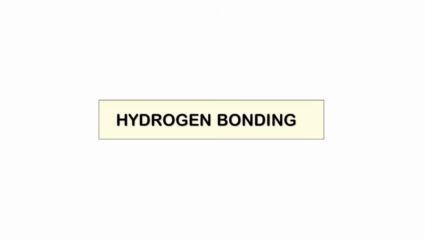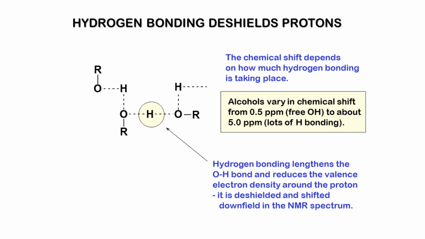Friends, let's take a look at the effect of hydrogen bonding on chemical shift. Hydrogen bonding plays a crucial role in chemical shifts, particularly in the deshielding of protons. Hydrogen bonding deshields protons by lengthening the OH bond and reducing the valence electron density around the proton, shifting it downfield in the NMR spectrum.